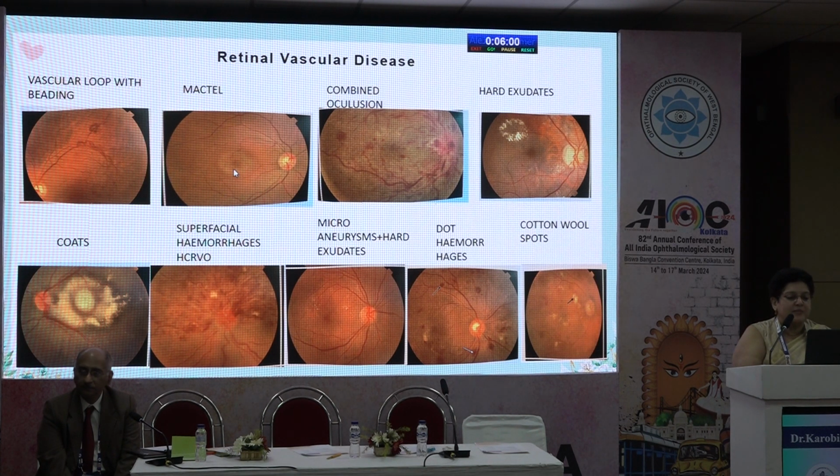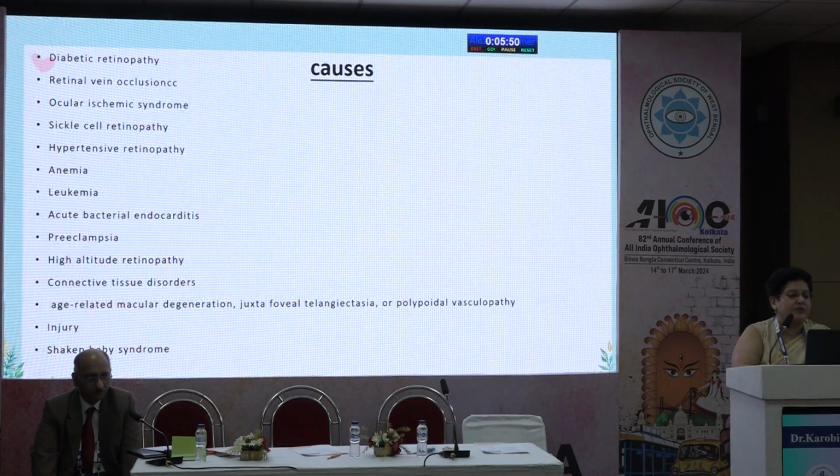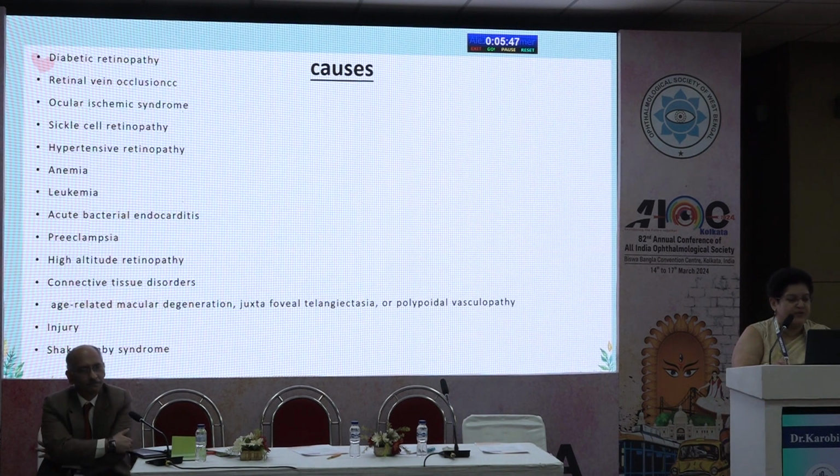In MacTel, you get a small round lesion with a halo around it, or you have Coats, where there is a lot of exudation involving the center, and these exudations need not only be in the center, they can be in the periphery also. The list of causes is endless: diabetic retinal vascular disease, ocular ischemic syndrome, sickle cell retinopathy, hypertensive retinopathy, and bacterial endocarditis, where you get the typical Roth spots. Then come the lesser causes: the age-related degenerations, juxtafoveal telangiectasia or PCV, which have a different format altogether.